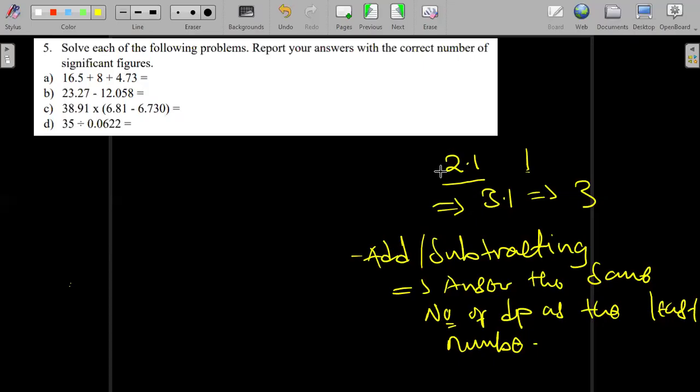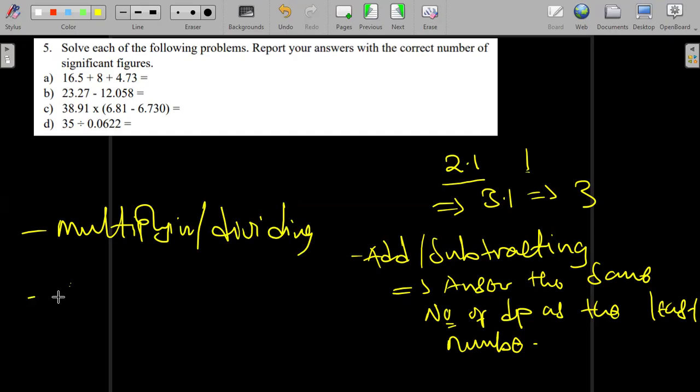And then when you are multiplying or dividing, your final answer should have the same number of significant figures as the number that had the fewer significant figures. So when you're adding or subtracting, get it right, you are looking at the number of decimal places. Your final answer should have the same number of decimal places as the number which had the least number of decimal places.